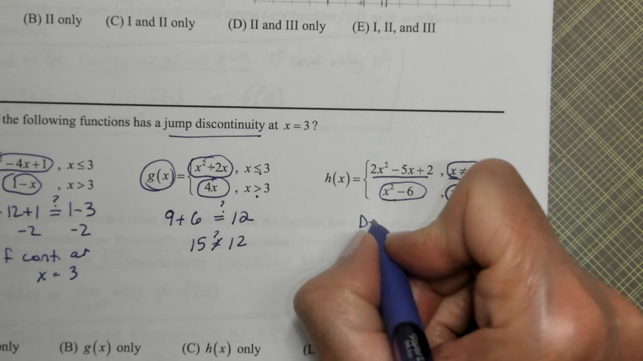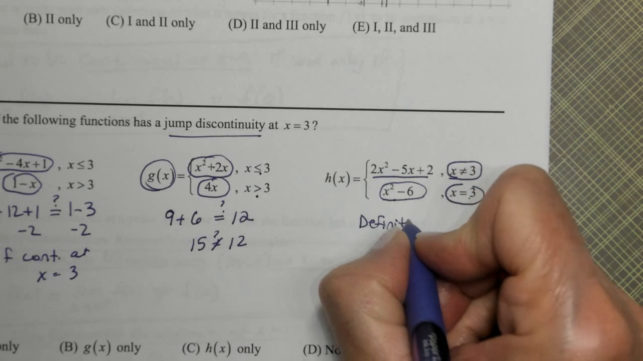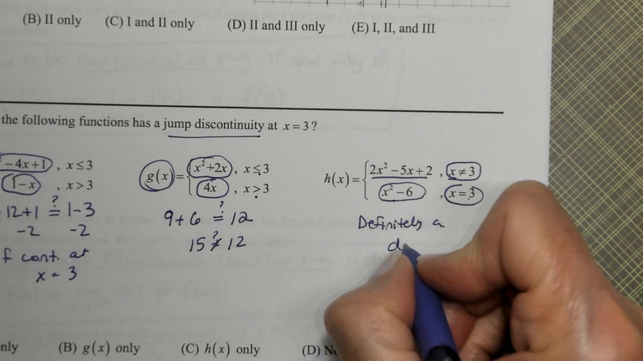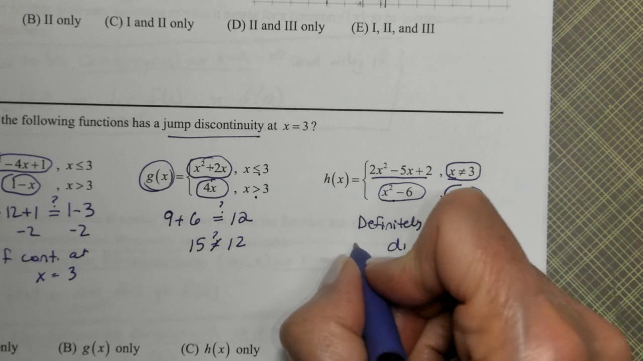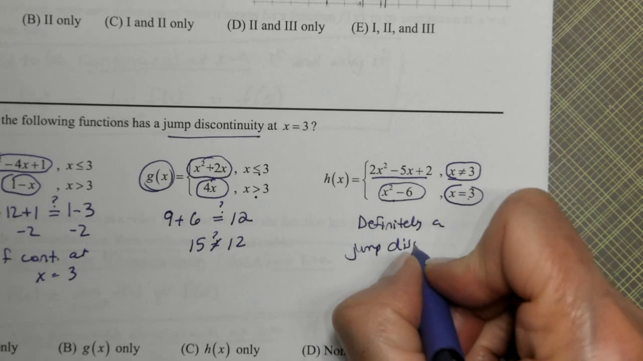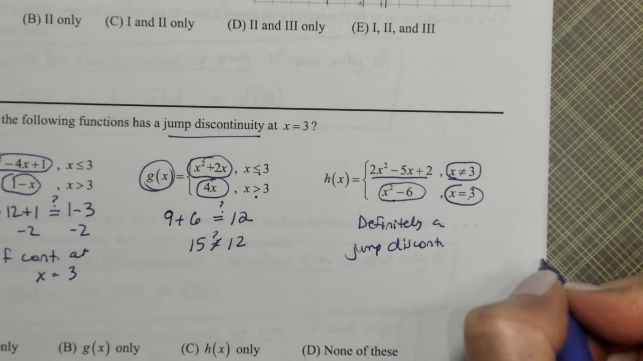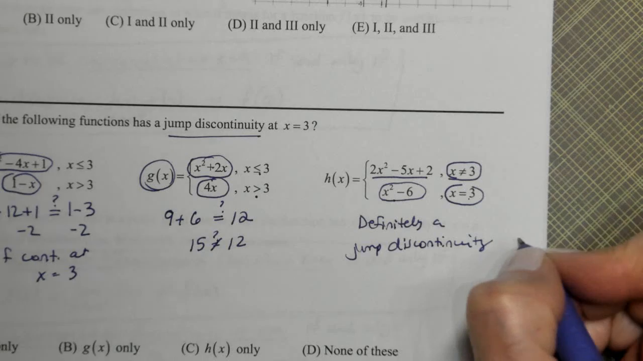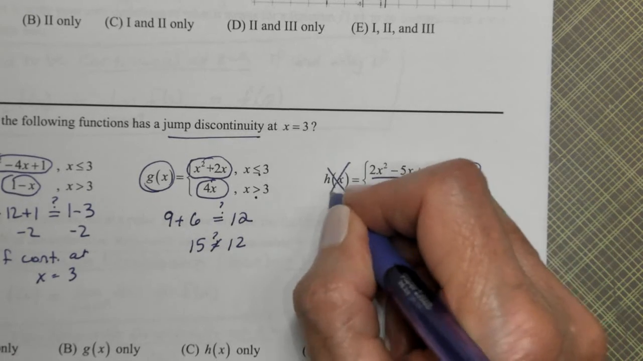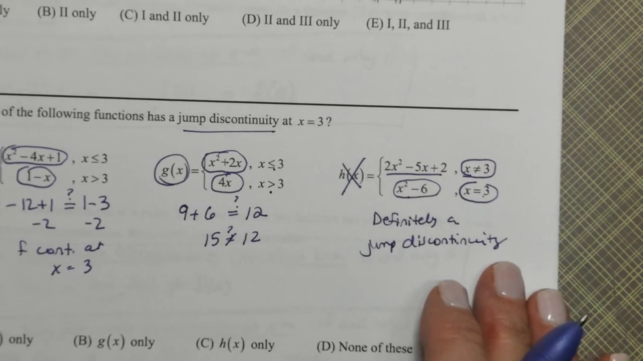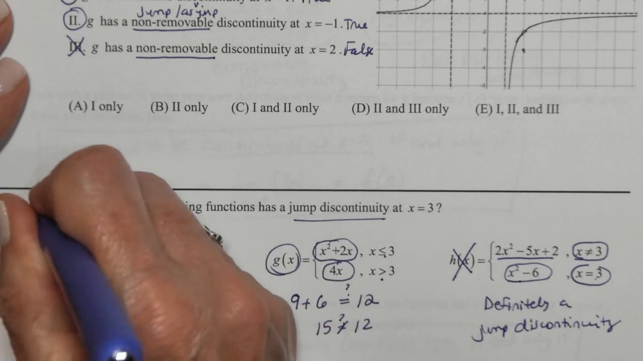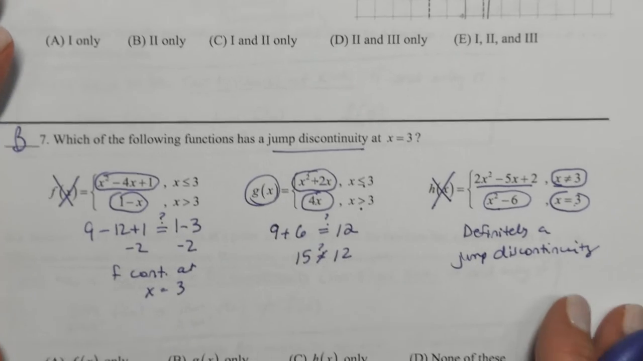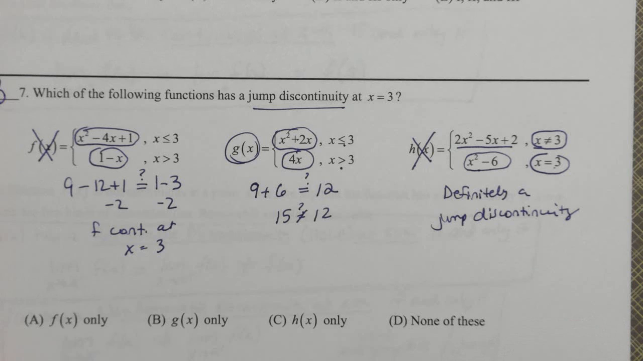So definitely not a jump discontinuity. And since they didn't ask us anything else, we can just say not H. So only G, so B would be the correct answer there. Alrighty, and that is continuity.